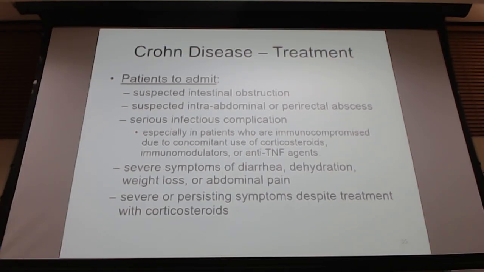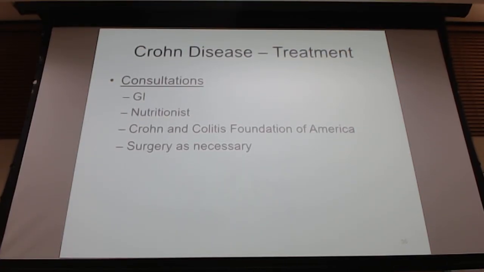Keep in mind it's going to be multifactorial. If you're taking care of this type of person with this affliction and they're in the hospital, there's potential that you need to involve other types of people. So GI, of course, gastroenterology. There's potential that you need to get a nutritionist involved because they're not absorbing everything because of the disease process. And then potentially help them out with support networks like the Crohn's and Colitis Foundation of America, and then reaching for surgery if needed.